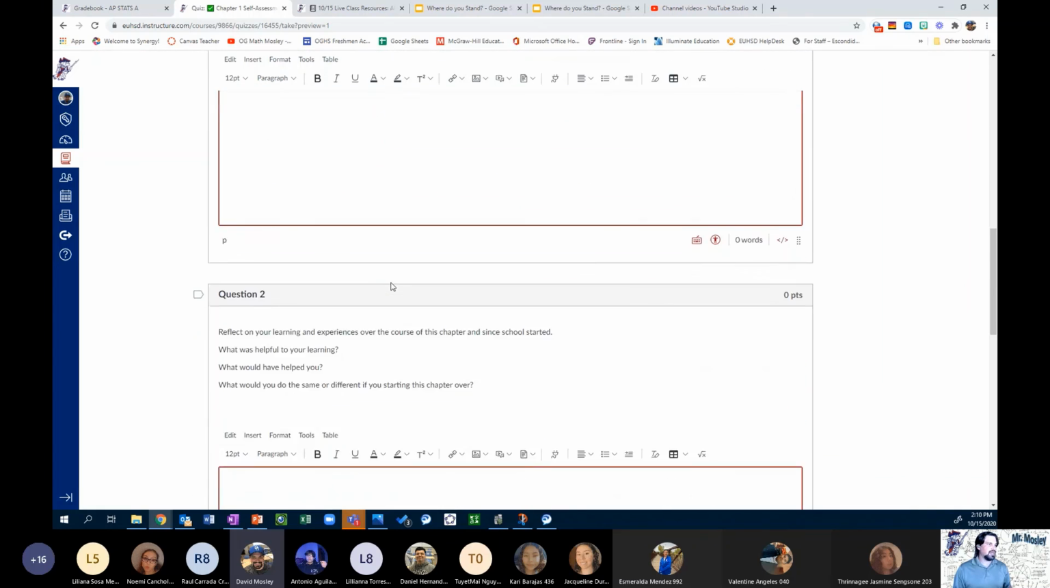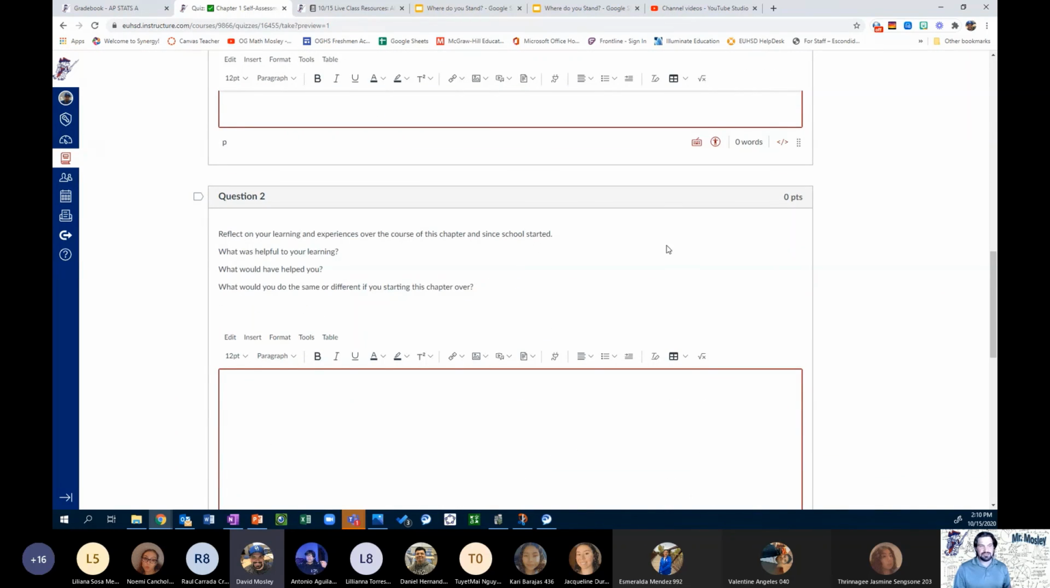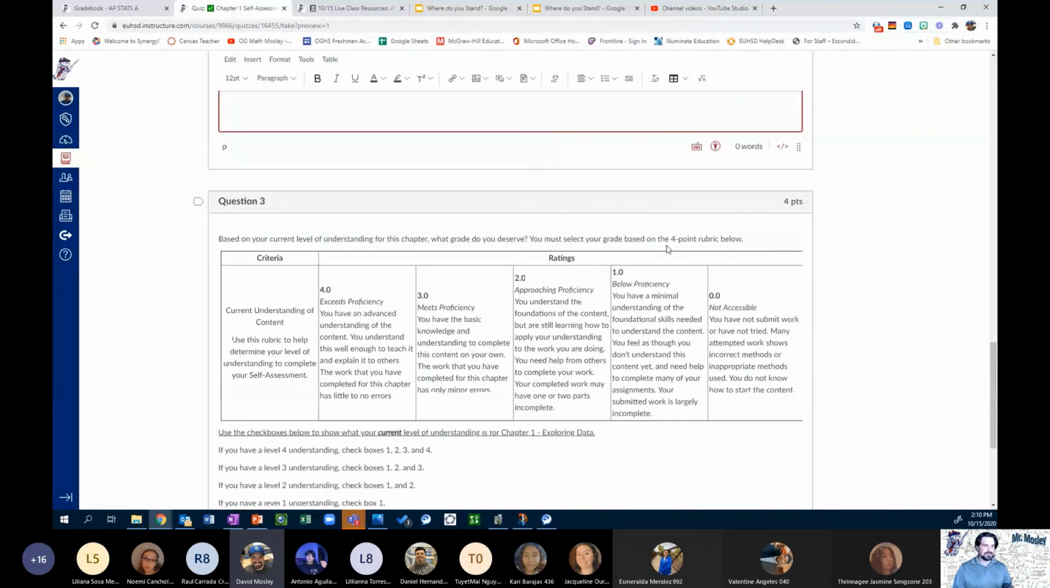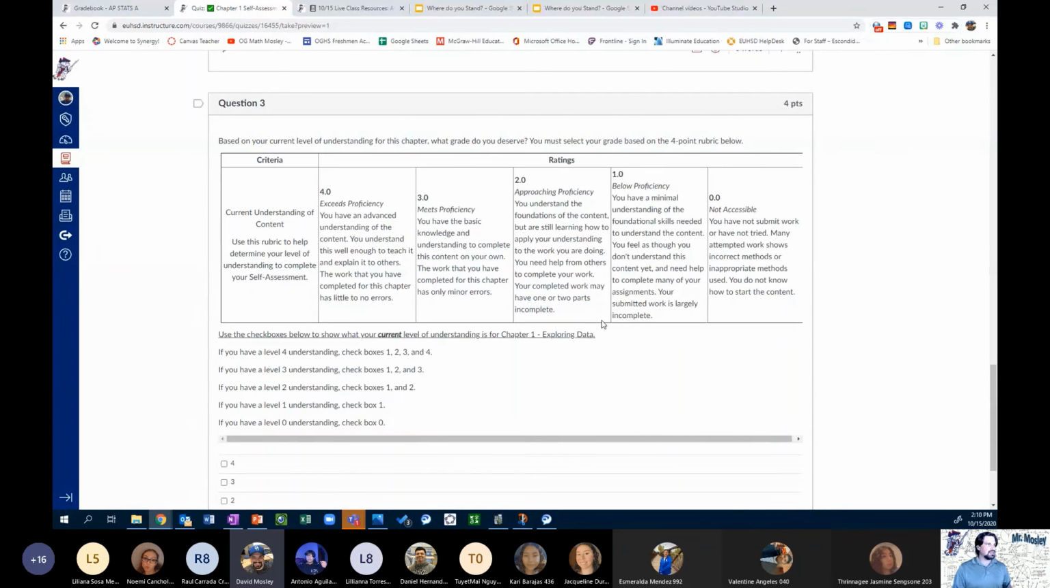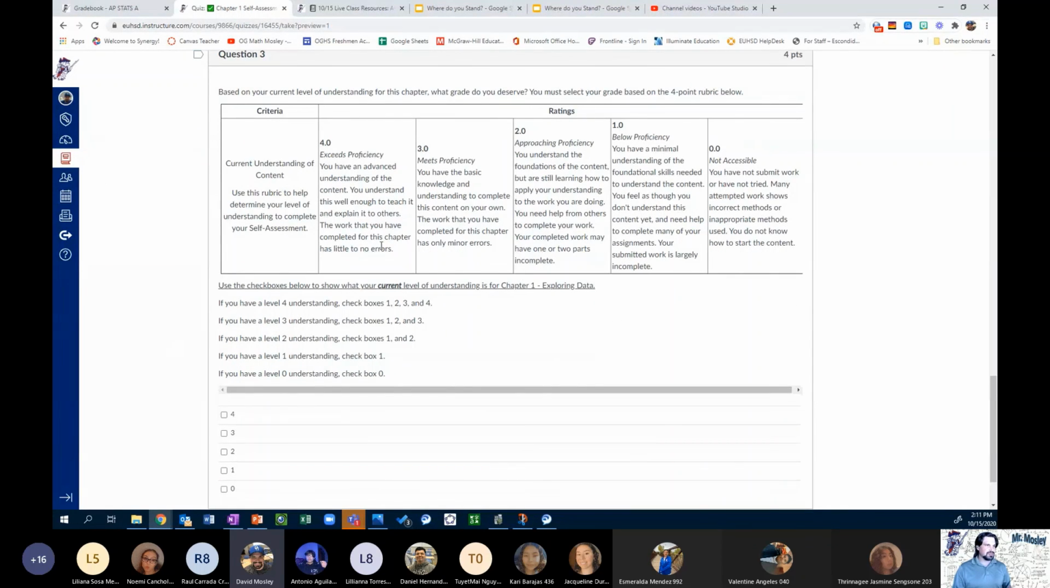So we have the reflection part. Again, I really just want your reflection about what was working, what didn't work, what would have helped. The same things as we did in Chapter 4's reflection. And then your self-assessment. Place yourself on the rubric based on where your current understanding of Chapter 1 is. Please make sure that you check all the boxes that apply. If you're at a level 3, click 3, 2, and 1. Don't click 0. In my opinion, if you're doing this, you're not at a 0. So I shouldn't get any zeros.